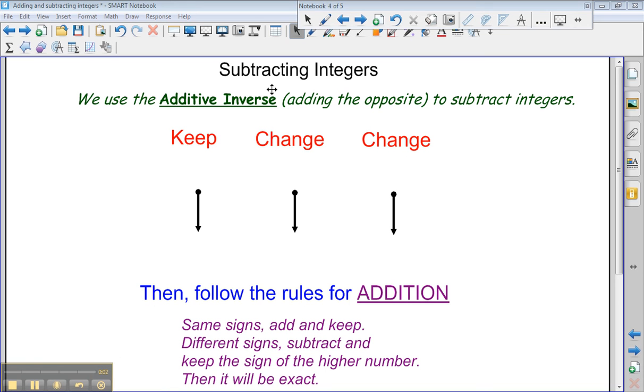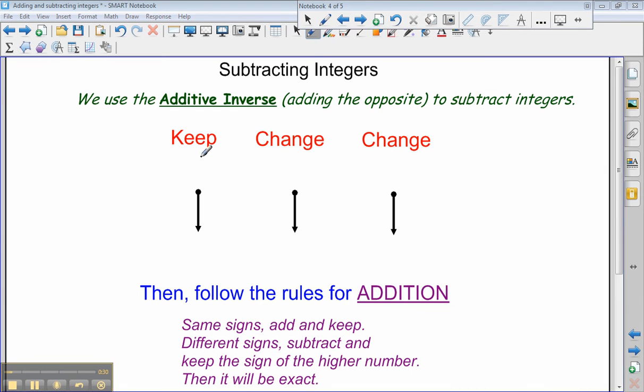This lesson is on subtracting integers. To subtract integers, we use the additive inverse, or adding the opposite. The way to know how to add the opposite is to follow this simple rule. Keep, change, change, then follow the rules for addition. Once again, the rules for subtracting integers are to keep, change, change, then follow the rules for addition.